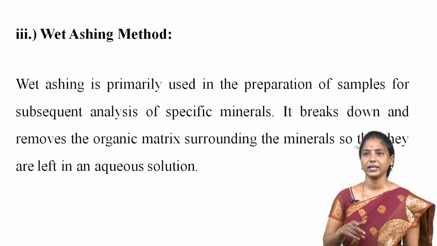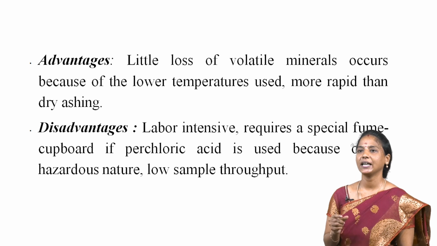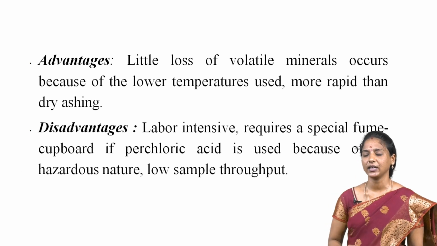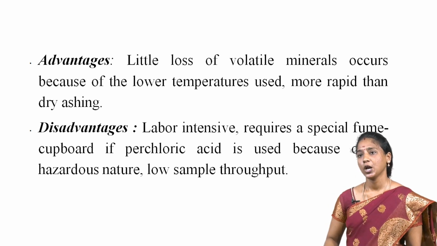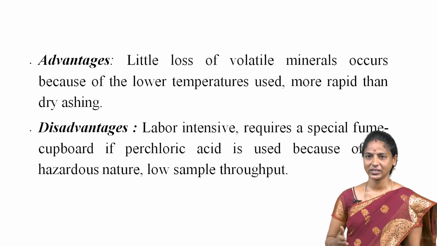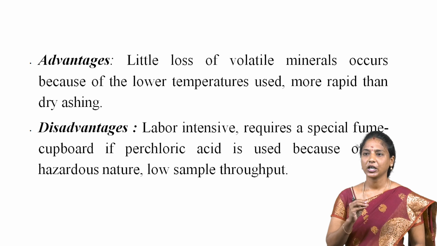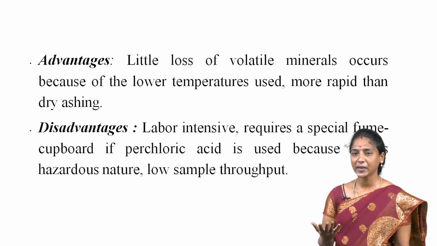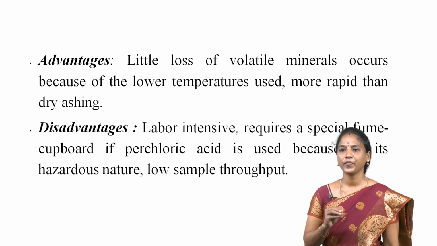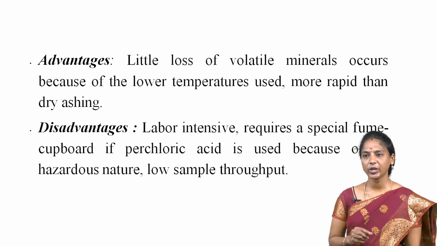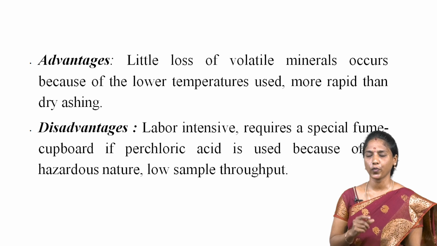Next one, these are the advantages. Little loss of volatile minerals occurs because of the lower temperature used, and it is more rapid than dry ashing. These are the disadvantages. It is labor intensive, and requires a special fume cupboard if hydrochloric acid is used because of its hazardous nature. It has a low sample throughput.